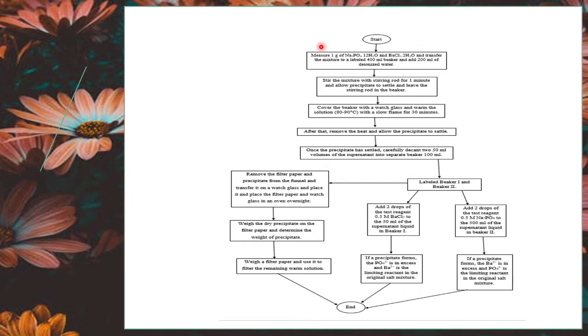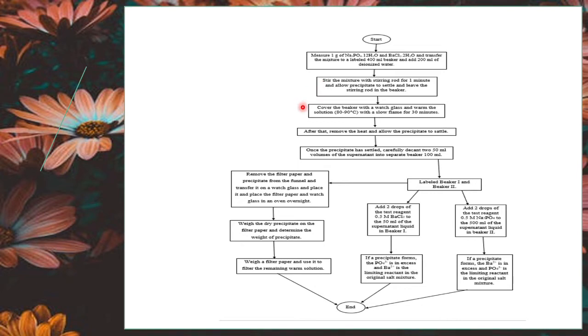It starts by measuring Na3PO4·12H2O and BaCl2·2H2O and transferring them to a 400 milliliter beaker and adding 200 milliliters of deionized water. Then stir the mixture with a stirring rod for about 1 minute and allow the precipitate to settle and leave the stirring rod in the beaker.